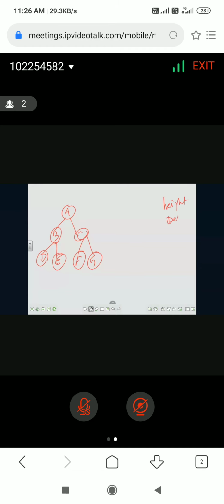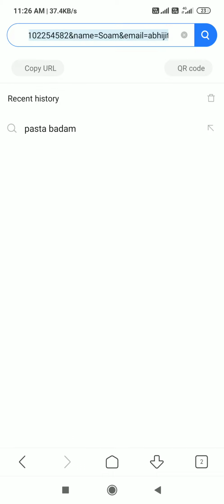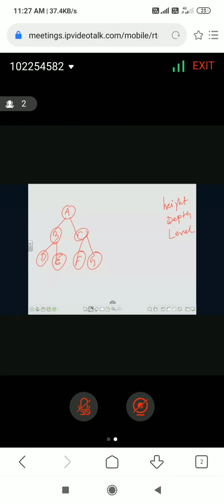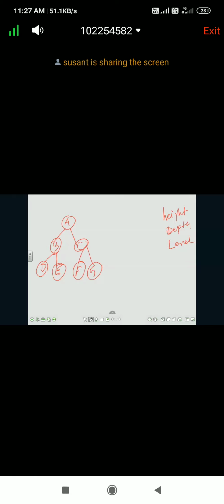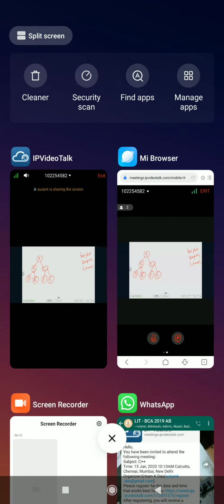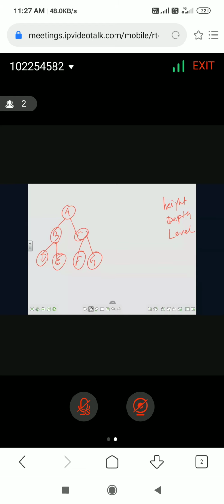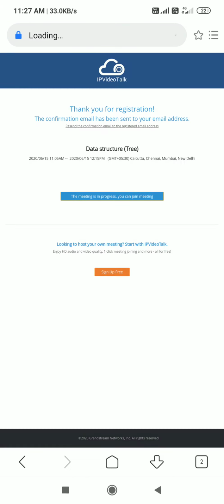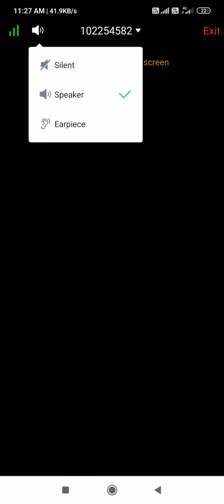Height, depth, and level. Height of the tree, depth of the tree, level of the tree. Okay, write down height of the tree.